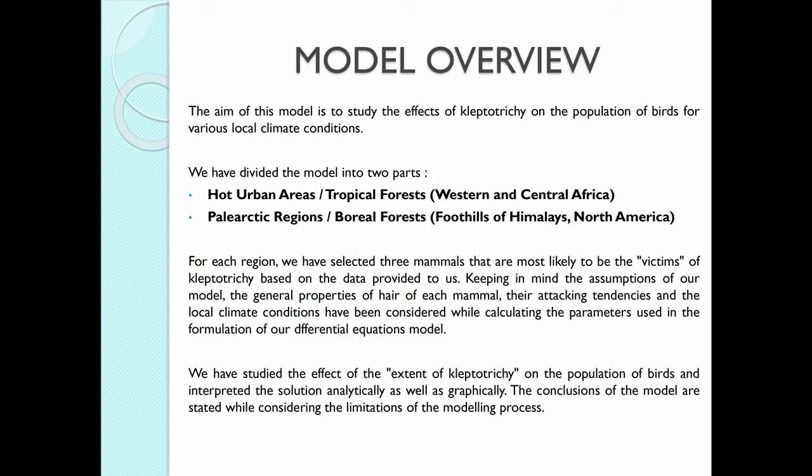Model overview. We have divided our model into two parts. First, hot urban areas, that is tropical forests, and second, Palearctic regions, that is boreal forests. For each region, we have selected three mammals that are most likely to be the victims of kleptotrichia based on the data provided to us. Keeping in mind the assumptions of our model, the general properties of hair of each mammal, their attacking tendencies, and local climate conditions have been considered while calculating the coefficients used in the formation of our differential equation model.